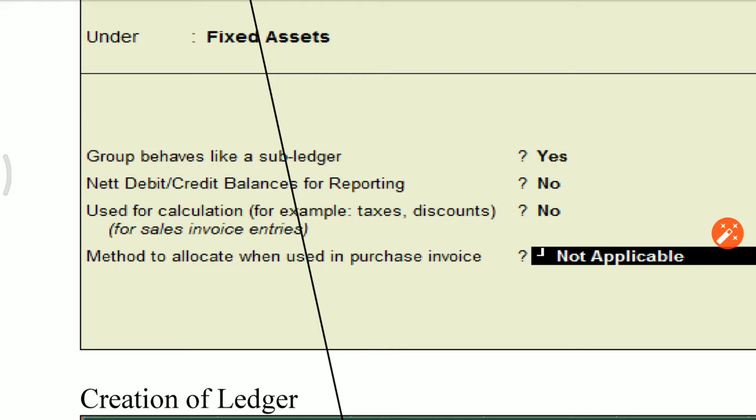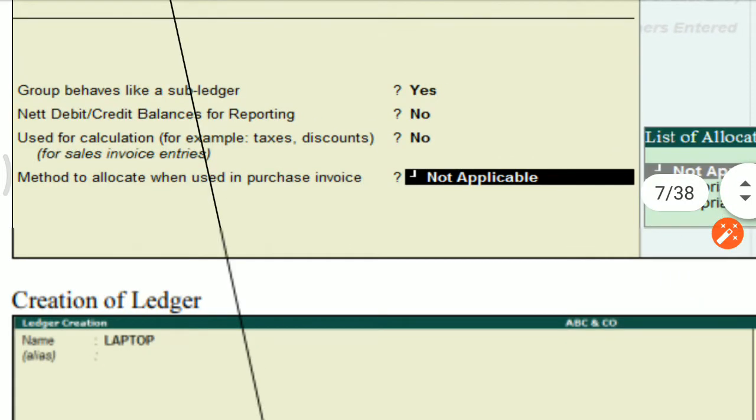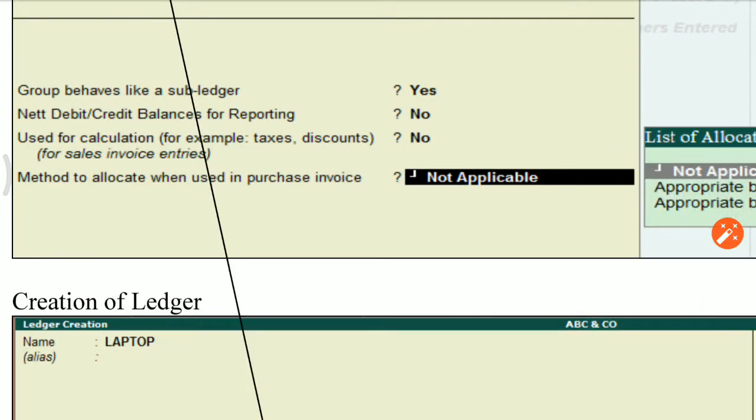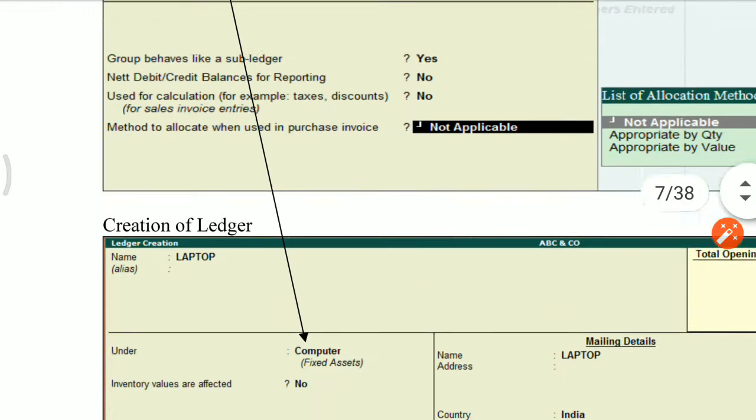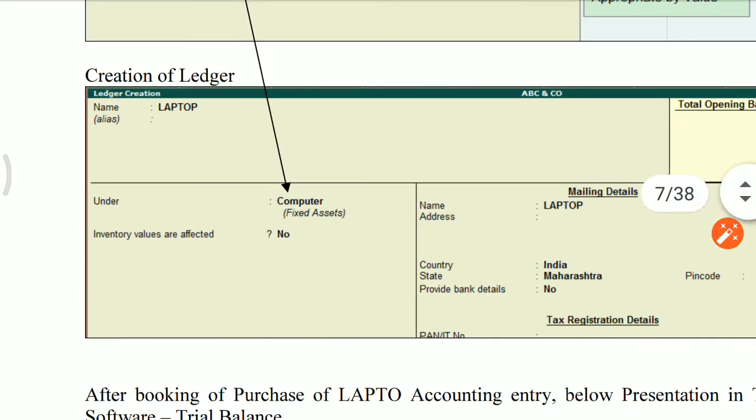Next option, net debit credit balance for reporting, I have selected no. Use for calculation for taxes discount, I have selected no. And next one is method to allocate when used in purchase invoice, I have selected not applicable. Friends, just select these only important options. Don't select too many options which create you problem. It's better to select minimum options. After inserting computer in group creations, I have created ledger, that is laptop.